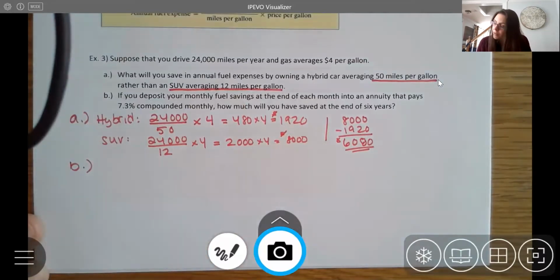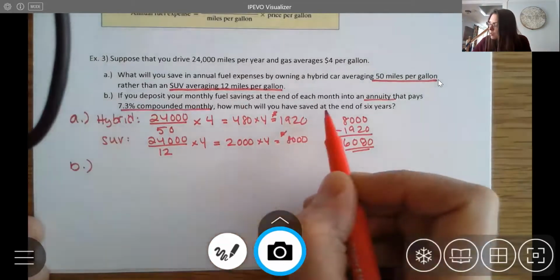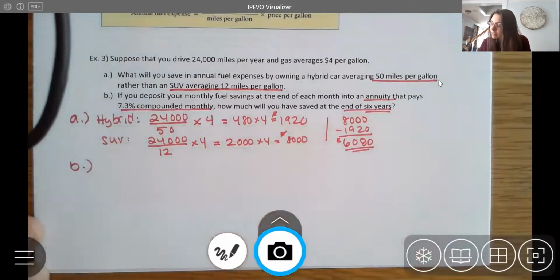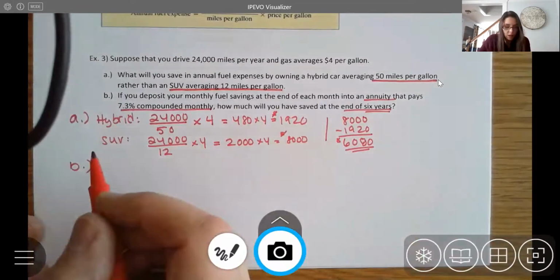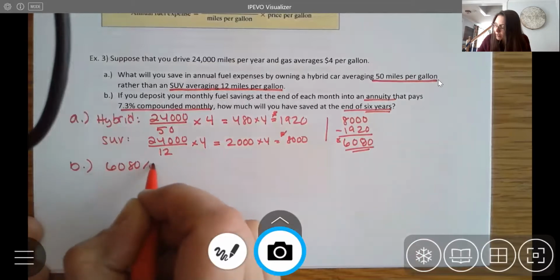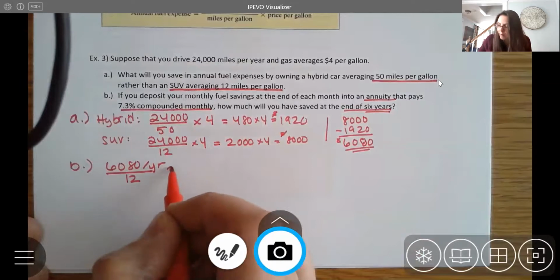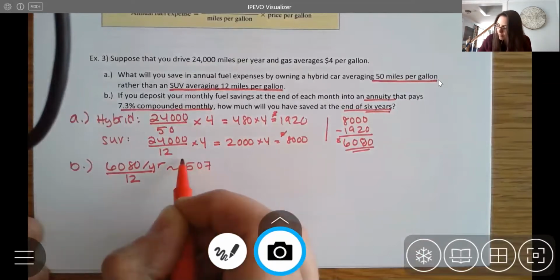If you deposit your monthly fuel savings at the end of each month into an annuity that pays 7.3% compounded monthly, how much would you have at the end of 6 years? Let's say you're going to have this car for 6 years, theoretically speaking. The first thing is that if you're saving $6,080 per year, I can divide it by 12 because there are 12 months in a year. I'm going to round here, and you get about $507.